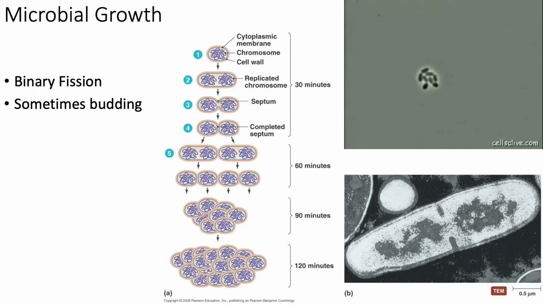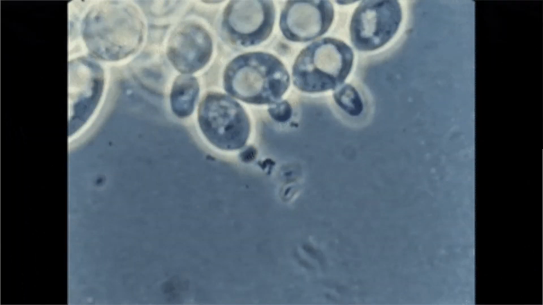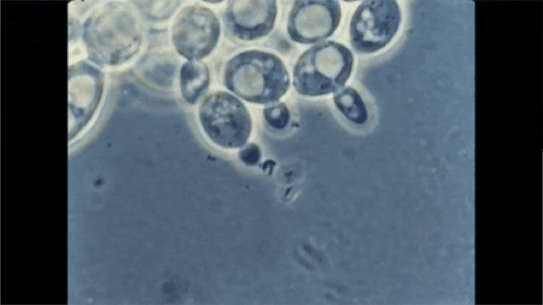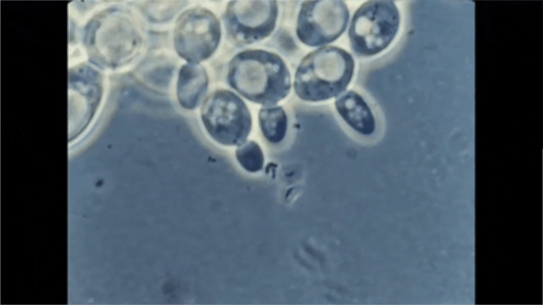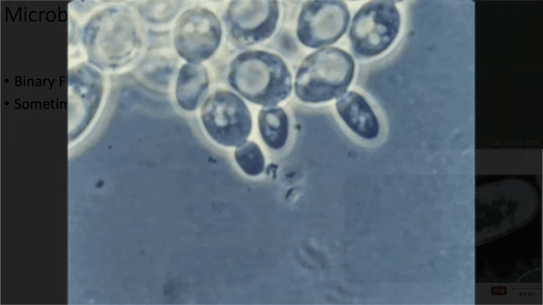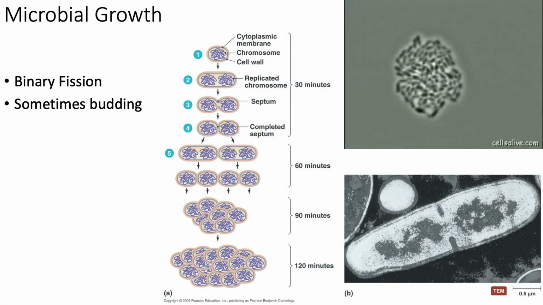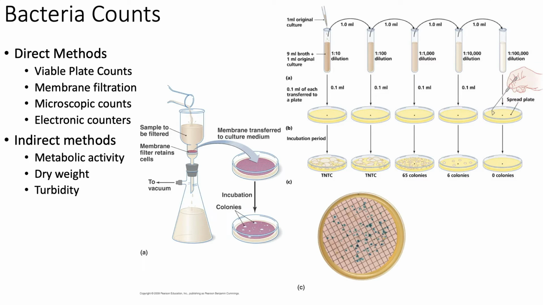Some bacteria can do budding. Budding is more understood in terms of yeast. They basically have this little tumor-looking thing grow off, and that can separate and become a new bacteria, as opposed to making one megabacteria and splitting it in half. For the most part, we're talking about binary fission. How we actually count bacteria is a great question. There are tons of different ways to count bacteria.